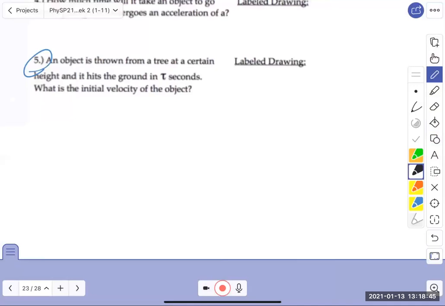All right, so an object is thrown from a tree. And here's what makes it weird. It doesn't say whether it's thrown up or down. We can deal with it. Take a look. So here we are, we're throwing an object. Let's do both scenarios. We throw the object up, it's going to come up, it's going to hit an apex, then it's going to hit the ground. That's scenario one. Scenario two is we throw the ball down.